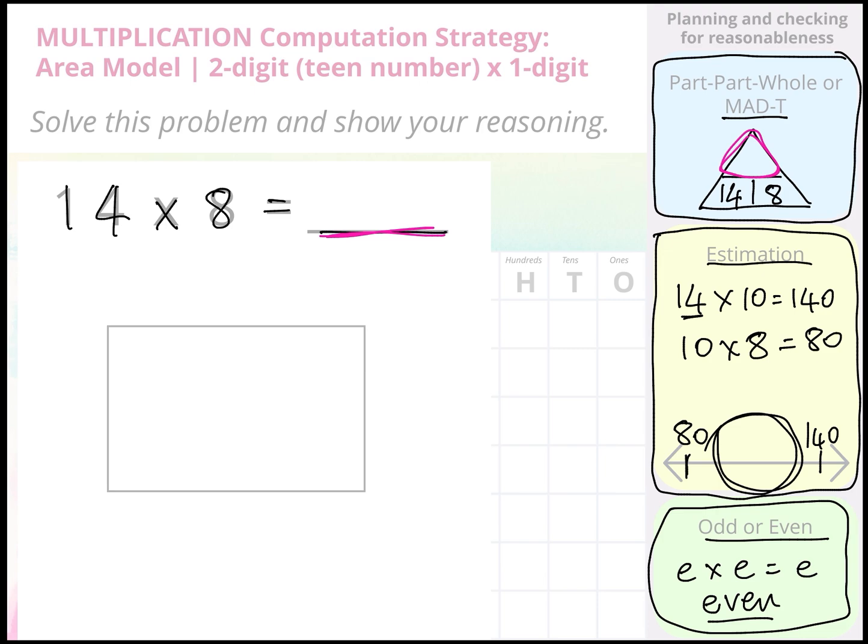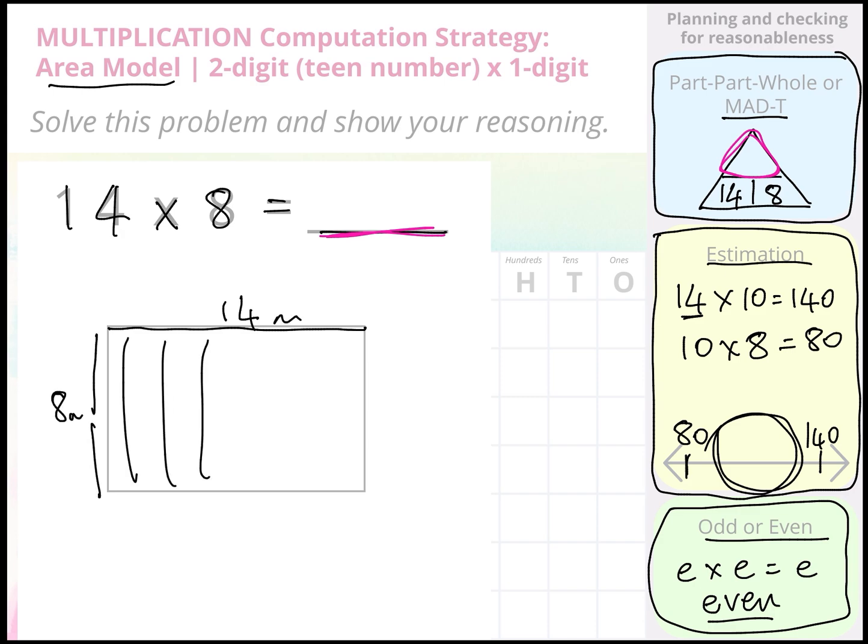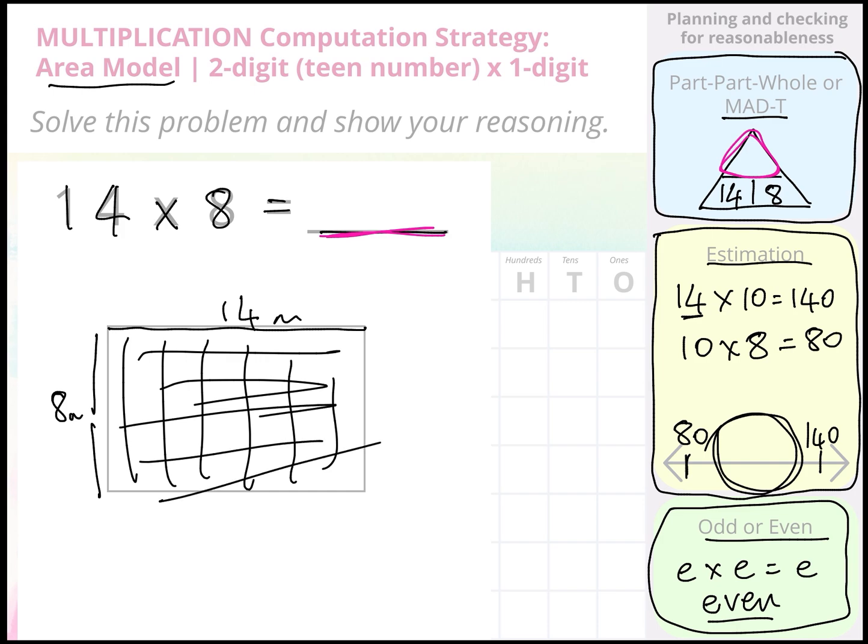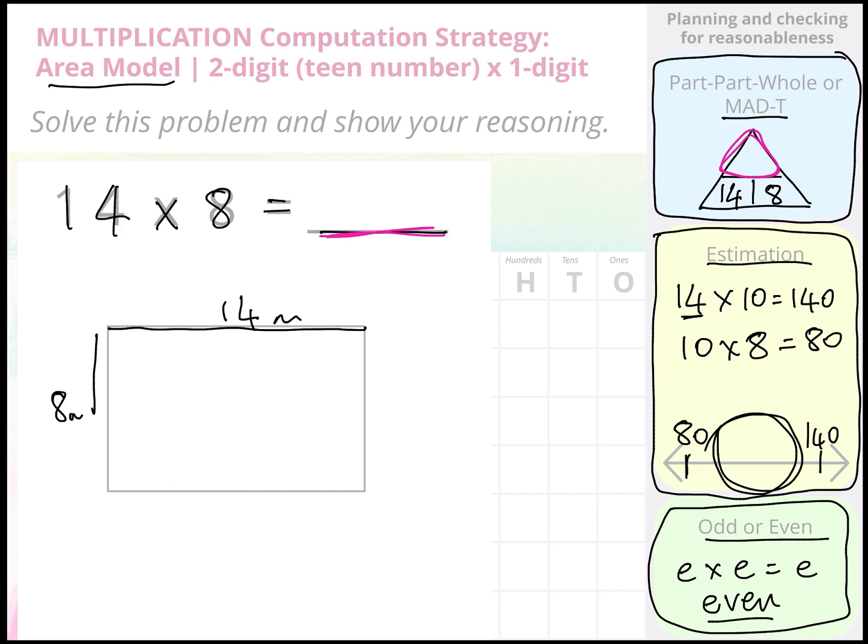So like I said, we're doing the area model. So this time it's kind of like when we're finding the area of your backyard or something like that. It might be 14 meters this way and 8 meters this way, and we're trying to work out how many little squares there are in there, and that will be the total number of squares potentially. Okay, so this time we're doing 14 times 8.